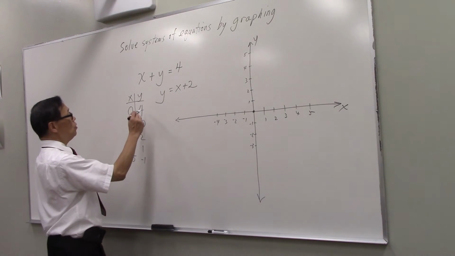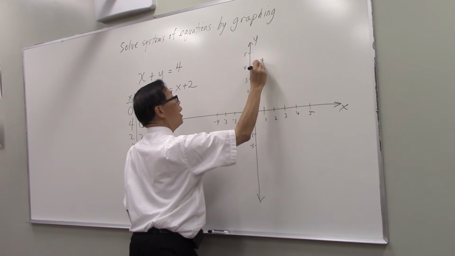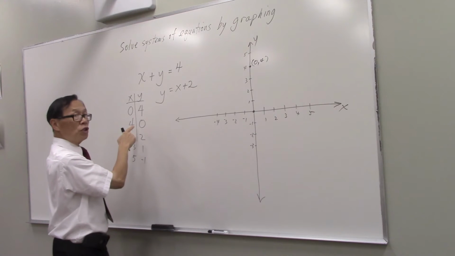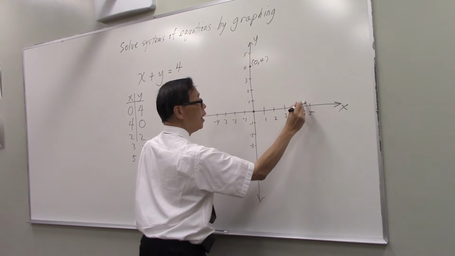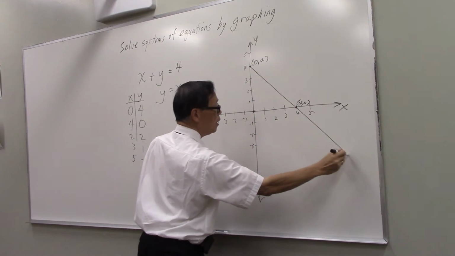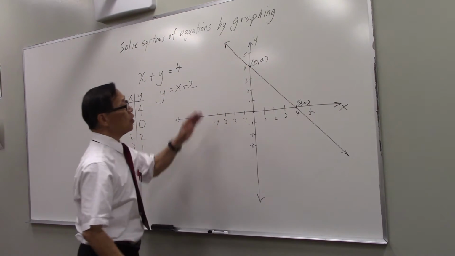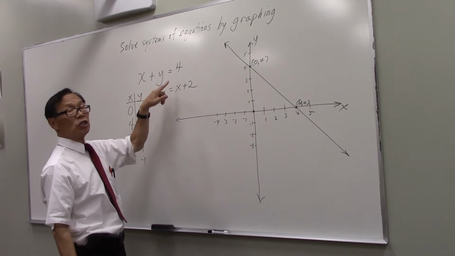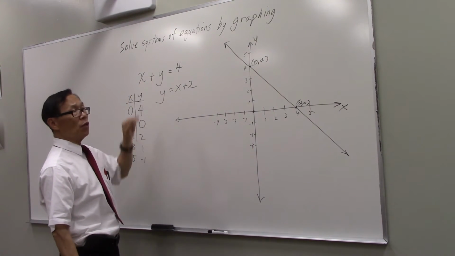So we're going to use (0, 4), which is here, and (4, 0), which is here. And you can draw the line connecting the two and extend the line. And this line will be called the graph of this equation. Basically, a graph of all the points that will solve this equation.